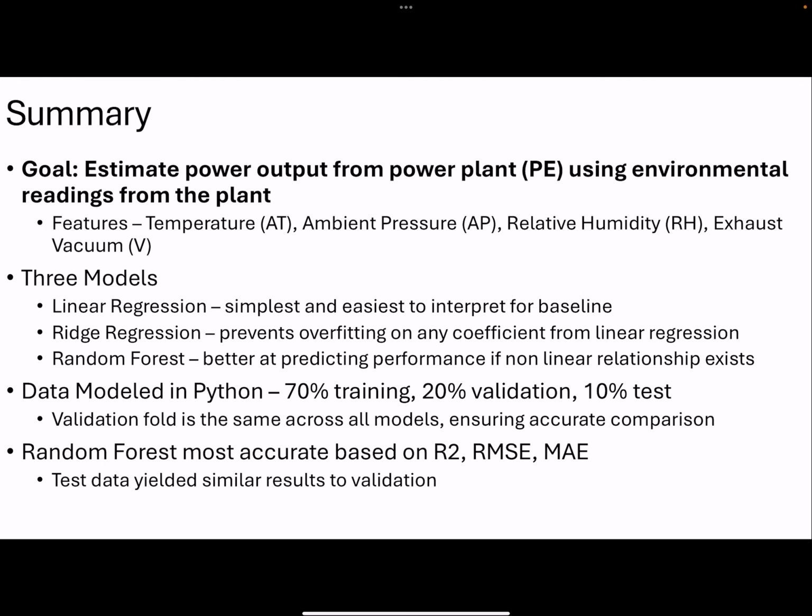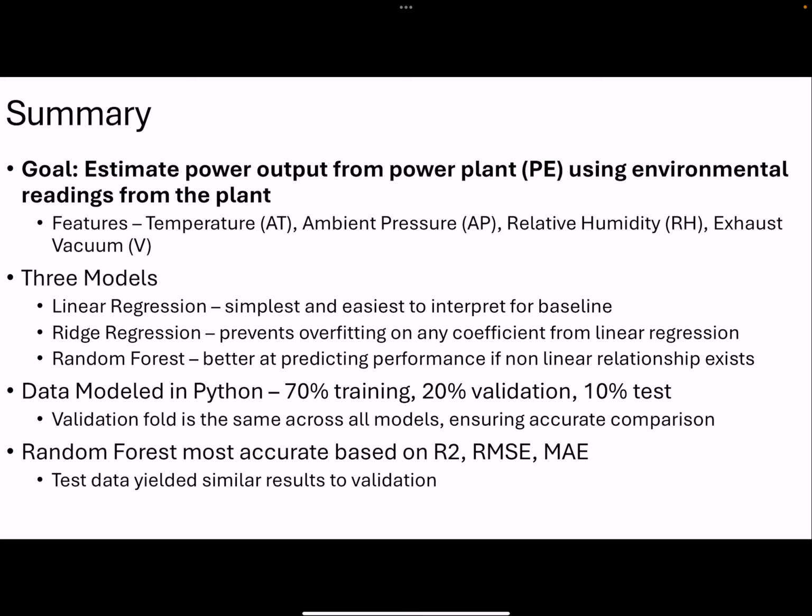So in summary, the goal of this project is to estimate the power output from a power plant, with the acronym PE, using environmental readings from the plant. We've been given 4 features to go with that reading, that PE target variable. They're temperature, which will be known as AT, ambient pressure, AP, relative humidity, RH, and exhaust vacuum, V.